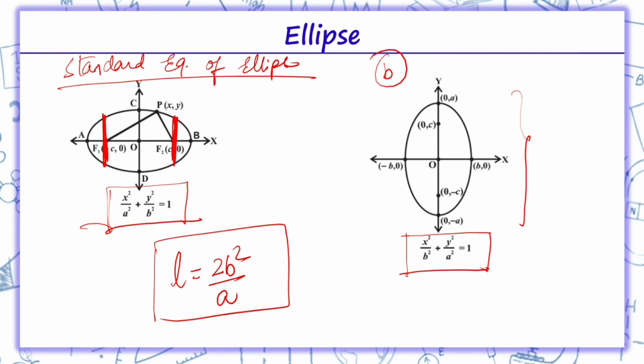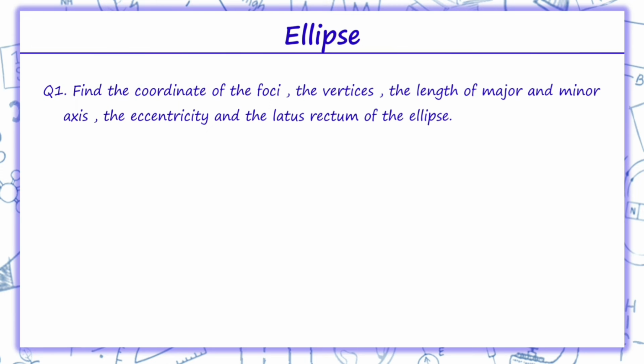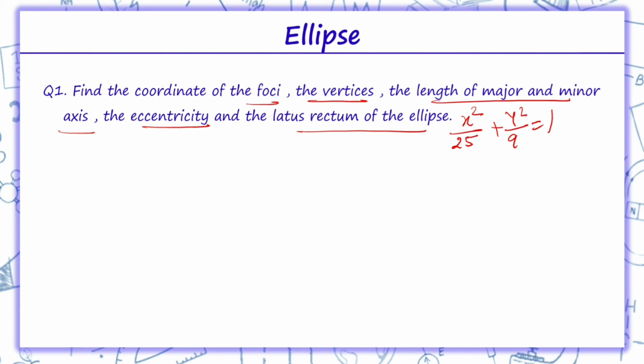Now moving on to the question part. The first question is to find the coordinates of the foci, vertices, length of major and minor axis, eccentricity and latus rectum of the ellipse. The equation given to us is x square upon 25 plus y square upon 9 equals 1. If we compare this equation with the standard equation x square upon a square plus y square upon b square equals 1.